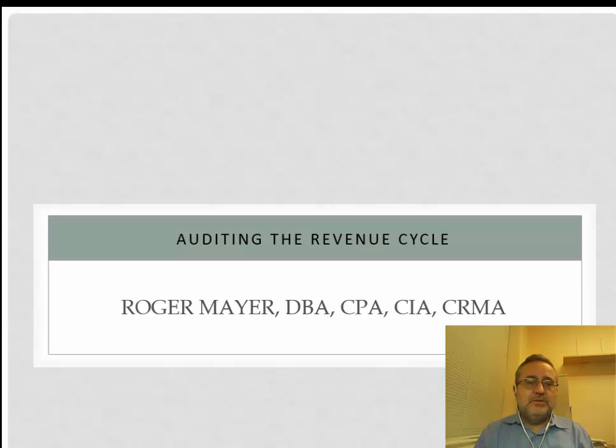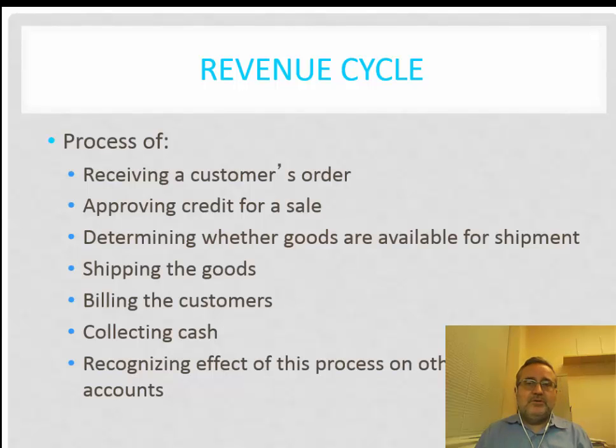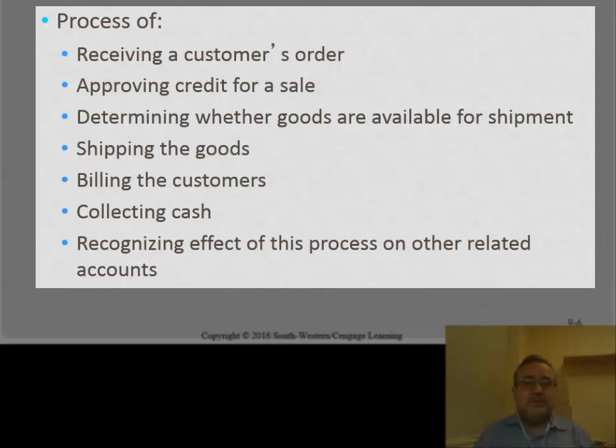Now, what we're going to do this night, as well as for the next couple of weeks, is take that information and then apply it to very specific business processes. The first business process that we're focusing on is the revenue cycle. The revenue cycle is simply receiving a customer order. In this process, we're going to approve the customer for credit, determine whether the goods are shipped, ship the goods, bill the customer, collect the cash, and recognize the effect of this process on revenue as well as other related accounts. Keep in mind that we're looking at this from a process.